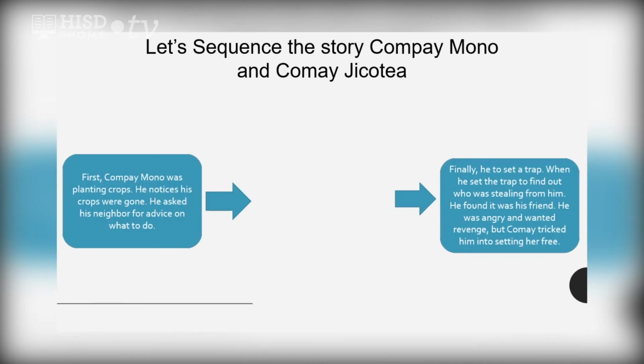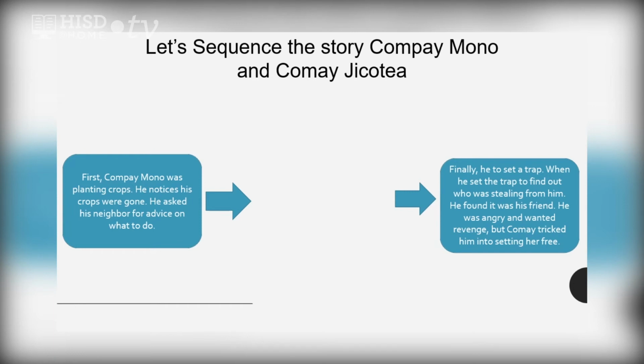Let's sequence the story of Compe Mono and Come Jicatia. So when we're looking at the sequence of events, we want to think about what happened at the beginning, the middle, and the end. So I provided you with what happened at the beginning and what happened at the end. So you're going to provide me with the event that happened in the middle of the story.